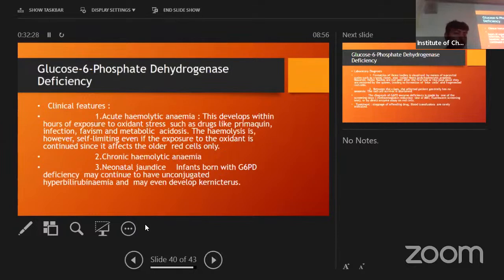Now, the clinical features are acute hemolytic anemia due to exposure to some drugs like primaquine, infection, fava beans, and metabolic acidosis. There is chronic hemolytic anemia and neonatal jaundice. The infants born with G6PD deficiency may continue to have unconjugated hyperbilirubinemia and even develop kernicterus.